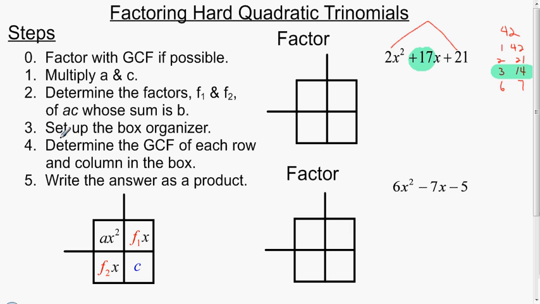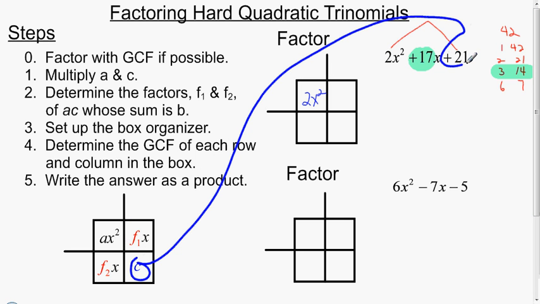Now it says set up the box organizer. Okay, well, let's look at the box organizer. If we see here, ax squared, which is just the first term of the problem, goes in the top left part of the box. So I will write 2x squared here. And then we should see pretty quickly that c, which is the last term in the expression, goes in the bottom right corner of the box. So I can put that in pretty quickly too.